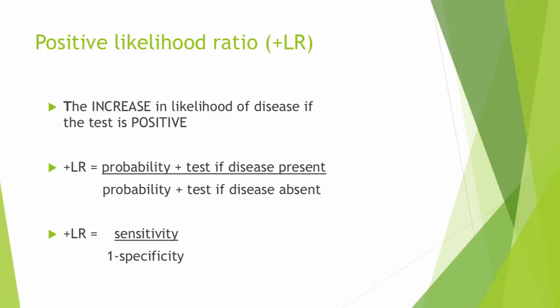Positive likelihood ratio is the increase in likelihood of disease if the test is positive, meaning that with a high positive likelihood ratio, a positive test is going to significantly increase your post-test probability of disease, like with our pulmonary embolism example. You can also think of this as the probability that a patient who tested positive for a disease has the disease, which is also your sensitivity, divided by the probability of a patient not having the disease testing positive.